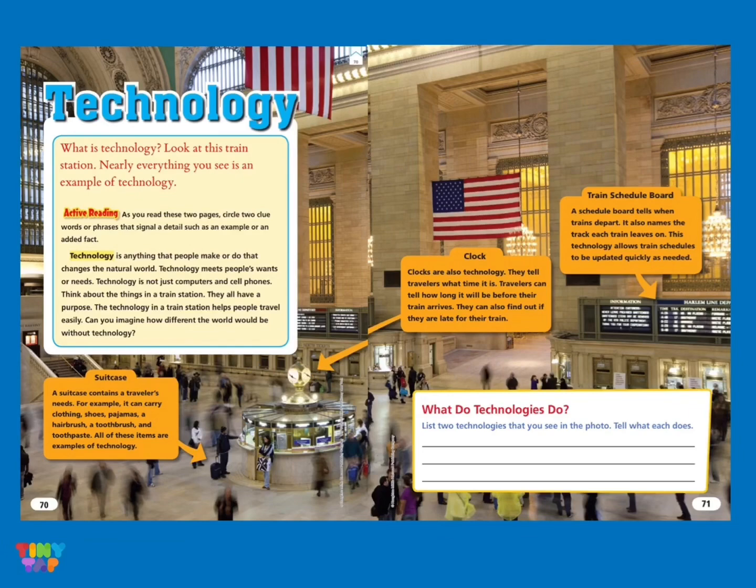And we also have a train schedule board. It tells us when the train will depart. It also names the track each train leaves on. This technology helps train schedules to be updated as quickly as travelers need. Now that we know that technology is not just the latest electronic devices, but every single thing that helps us to meet our needs, let's complete the following question. List 2 technologies that you see in the picture and tell what each does.